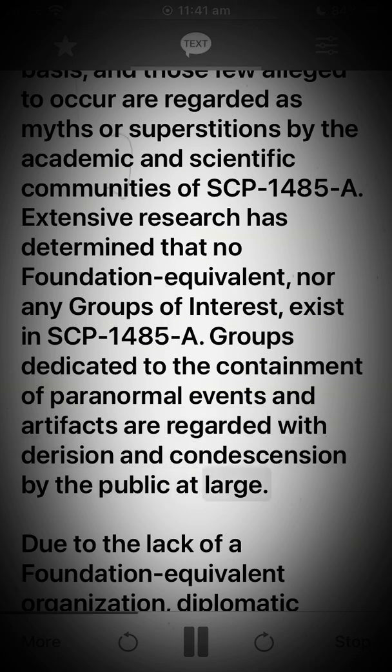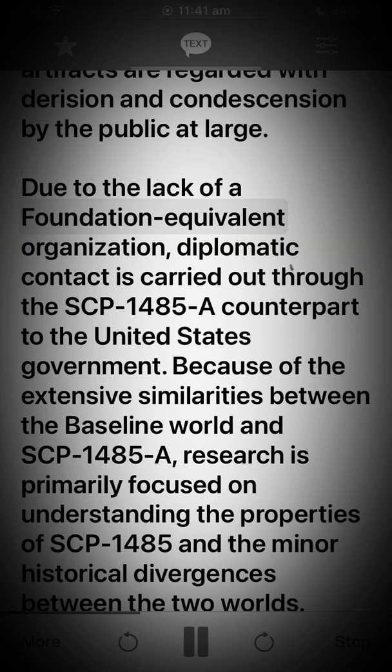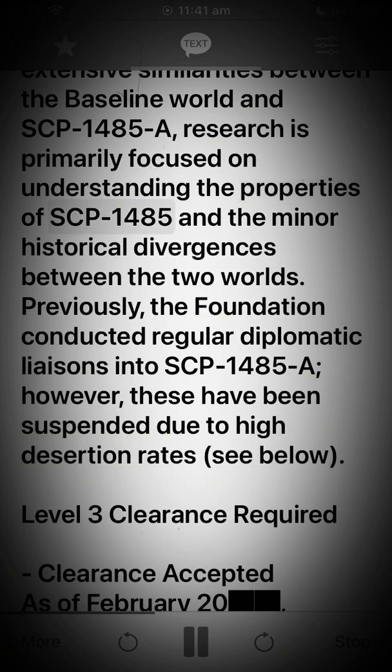Groups dedicated to the containment of paranormal events and artifacts are regarded with derision and condescension by the public at large. Due to the lack of a Foundation equivalent organization, diplomatic contact is carried out through the SCP-1485-A counterpart to the United States government. Because of the extensive similarities between the baseline world and SCP-1485-A, research is primarily focused on understanding the properties of SCP-1485 and the minor historical divergences between the two worlds.